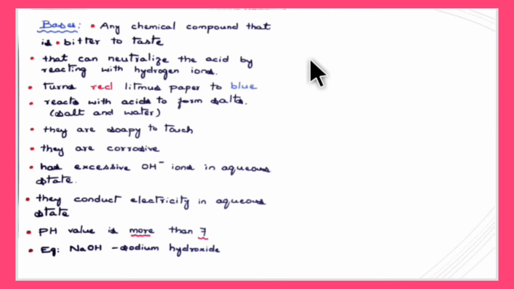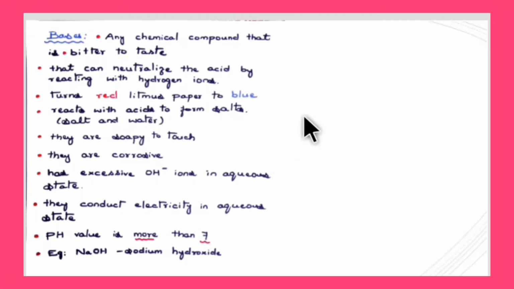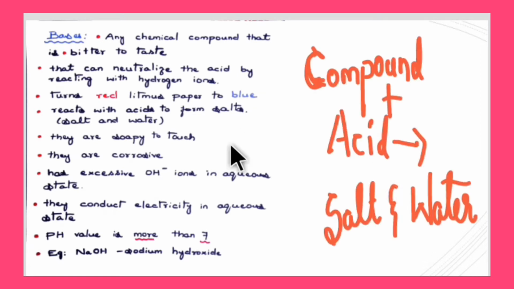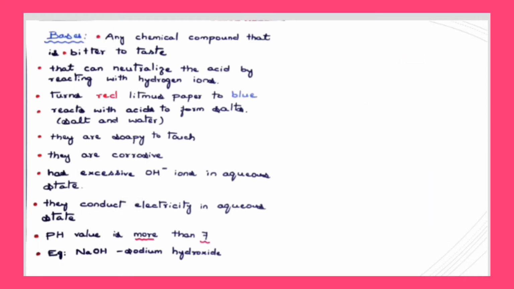As we continue with bases, what are bases? A compound which reacts with an acid to give only salt and water is known as a base. So, this compound which is reacting with acid to give salt and water is known as base. Here I have listed a few important properties of bases. Let us learn one by one.